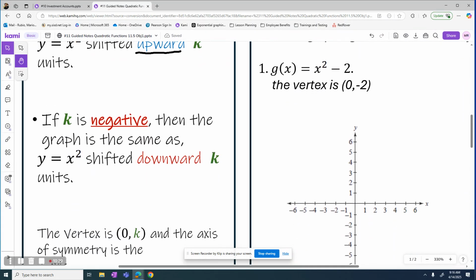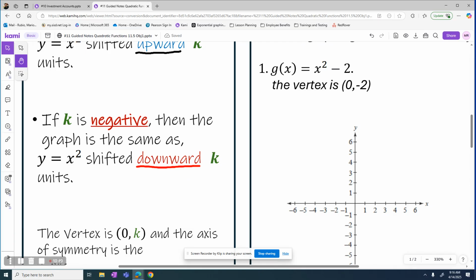Okay, if k is a negative number, then the graph is going to shift down from 0, 0. Okay, so I believe this is what you need to fill in. Fill in the blank here, downward. Make sure you all write that in. Yes, sir. Right now, we're almost done.